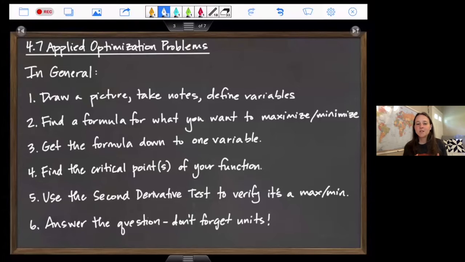Step 5, we're going to use that new second derivative test to determine whether we're looking at a maximum or a minimum. Make sure we don't accidentally get the wrong one. And then the last step is to just answer the question that was asked. Sometimes we get a little bit lost working on the problem. We'll go back and double check to make sure we're answering the question. And it's a word problem. We will always put units on our answers.